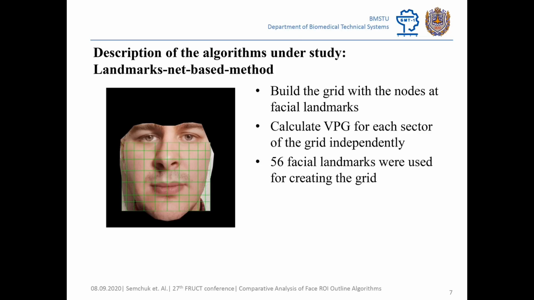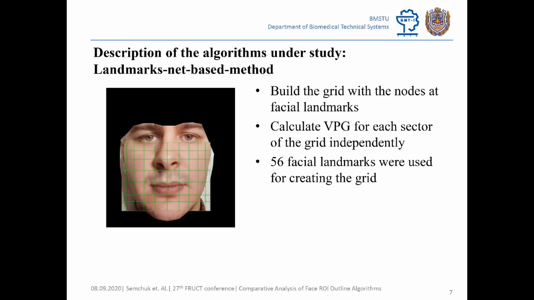It can potentially worsen the signal-to-noise ratio if there are any uninformative areas in the selected area of the image. Building the grid with the nodes at facial landmarks allows calculating VPG for each sector of the grid independently. This permits excluding noisy skin regions and taking into account the phase distribution of the pulse wave along the face surface. In this work, 68 facial landmarks were detected and 56 points were used for creating the grid.